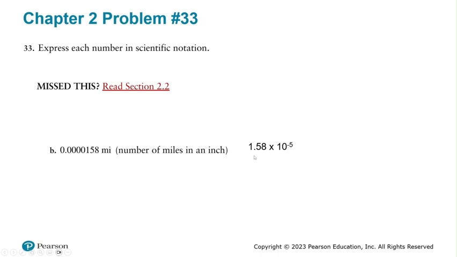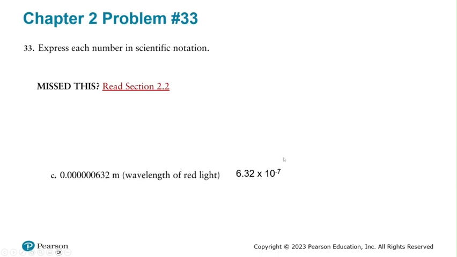0.0000158 is much smaller than 1.58. So in order to compensate for that change in the numeric term, we have to decrease the exponential term.